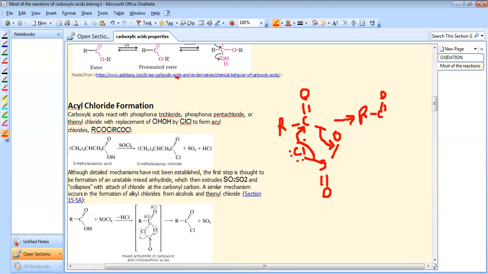Now this bond is completely cleaved, and a new bond is formed between chlorine and carbon. Along with that, this single bond becomes a double bond. So this species will be eliminated as sulfur dioxide. By means of this we can prepare acid halides.